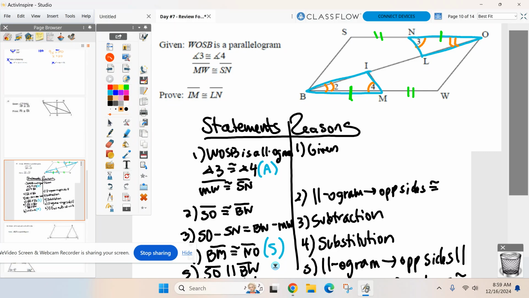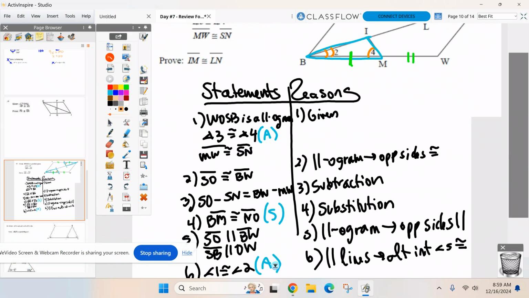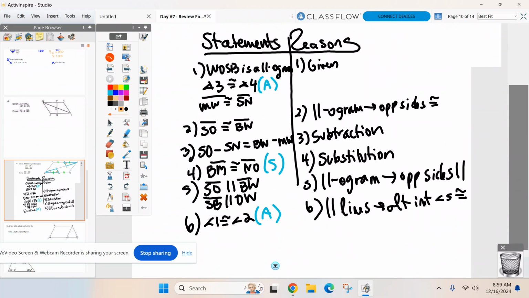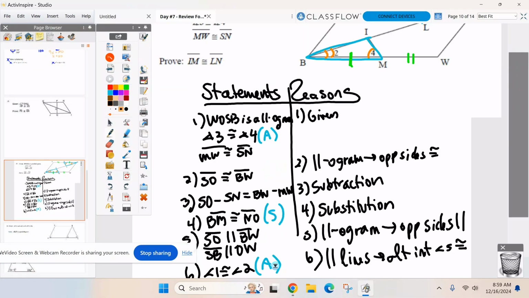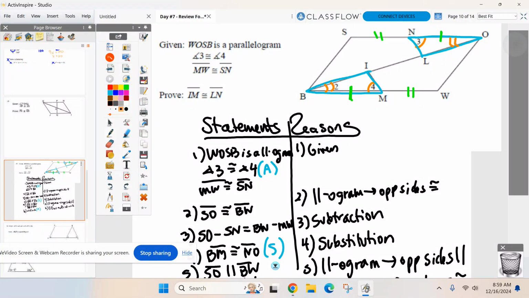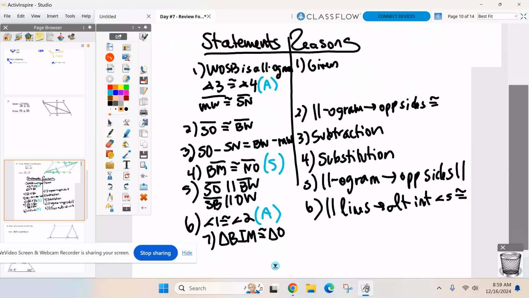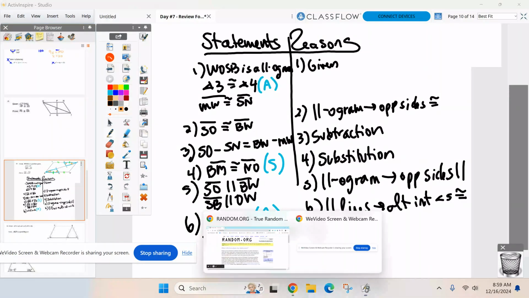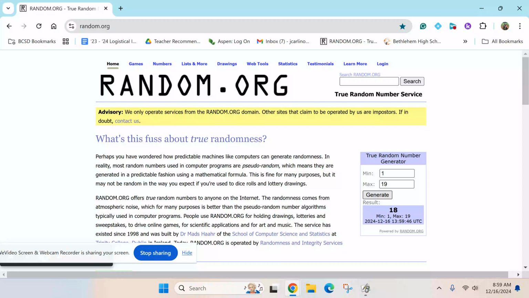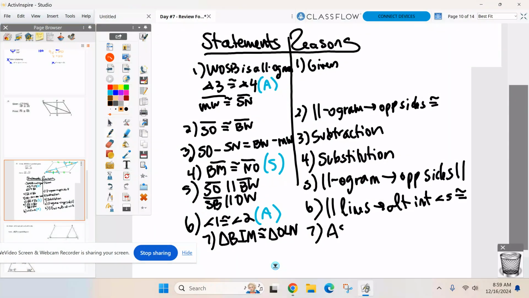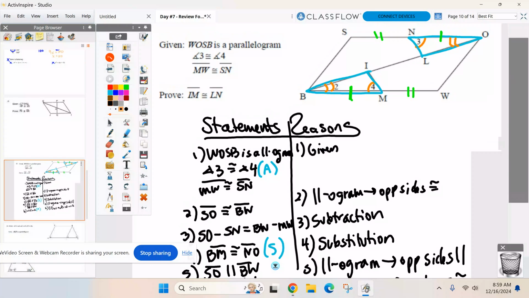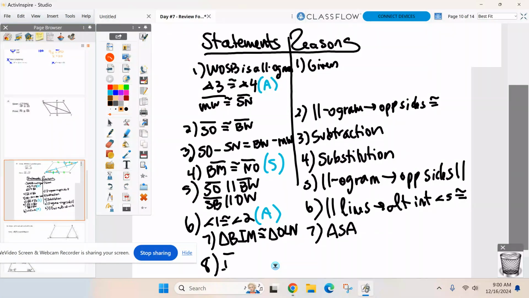Do I have enough to say the triangles are congruent? Yep. Now I just need a method. Triangle BIM. Let's see if I go BIM OLN. Method. Or are the triangles congruent there? Juliana? Good job, angle, side, angle, and then you guys can finish it off with CPCTC. So something similar like this one tomorrow. Use your parallelogram properties to get triangles congruent.